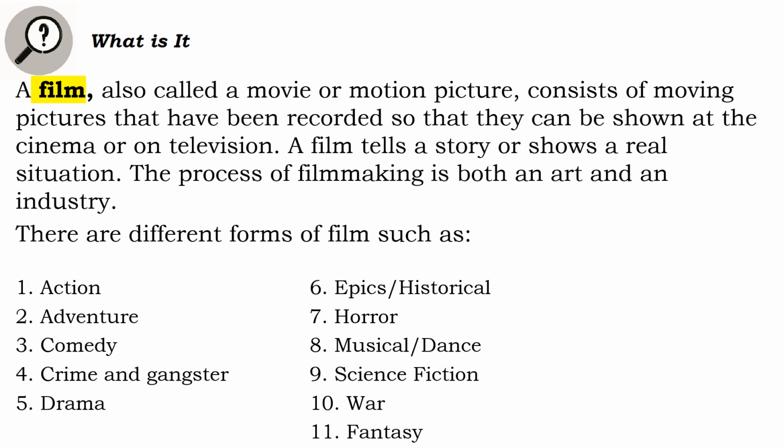Number 1, action. Number 2, adventure. Number 3, comedy. Number 4, crime and gangster. Number 5, drama. Number 6, epics or historical. Number 7, horror. Number 8, musical or dance. Number 9, science fiction. Number 10, war. And number 11, fantasy. Those are the different kinds of film.